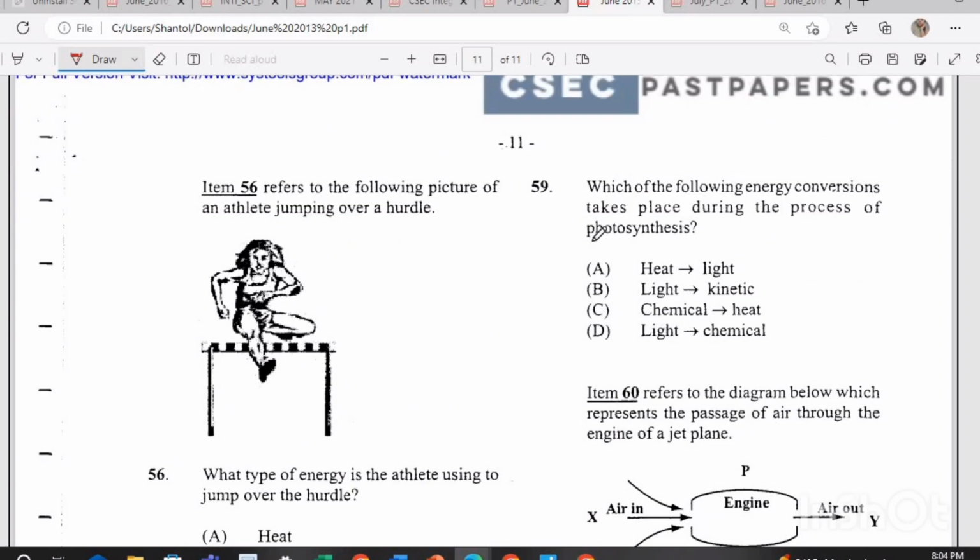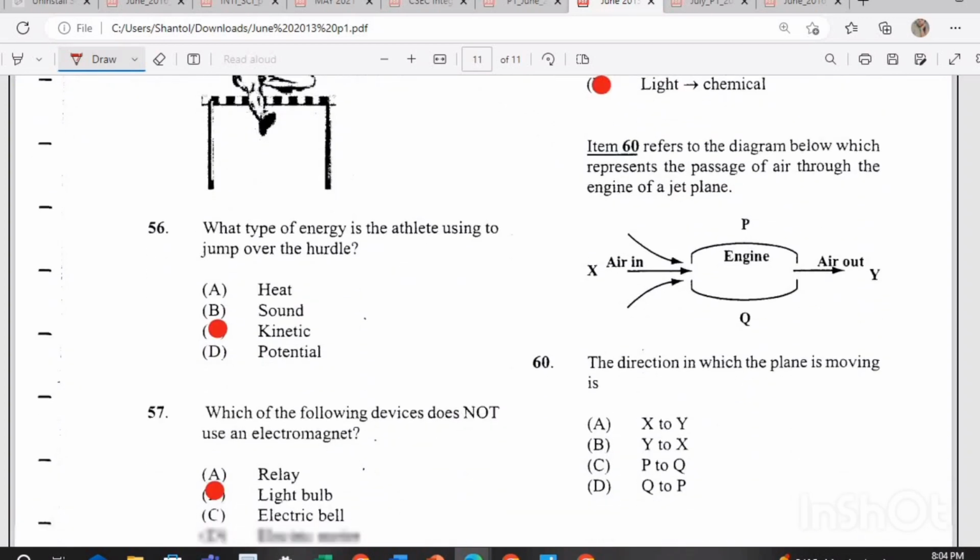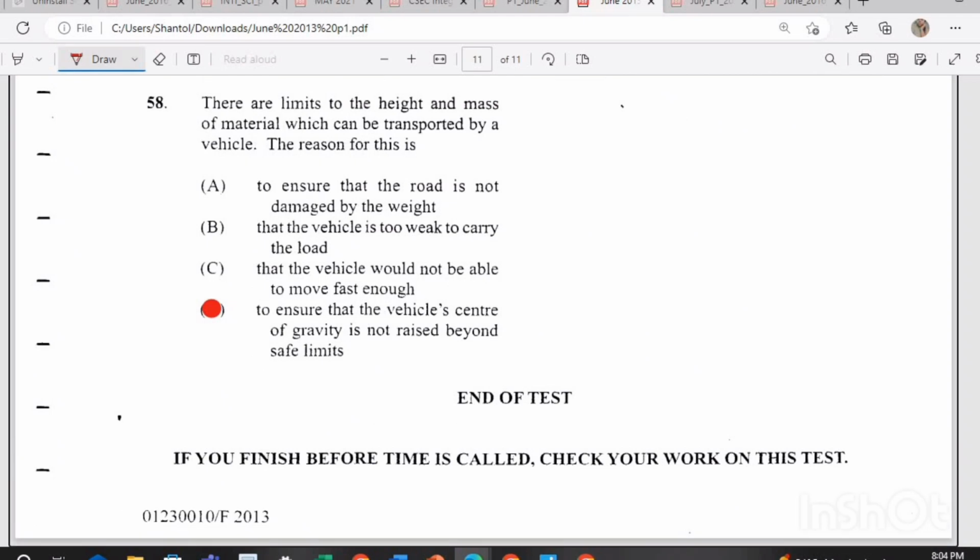Question 59. Which of the following energy conversions take place during the process of photosynthesis? If you have D, light to chemical, you are correct. And the last question, item 60, refers to the diagram below, which represents the passage of air through the engine of a jet plane. The direction in which the plane is moving is B, from Y to X. And that is the end of the test.